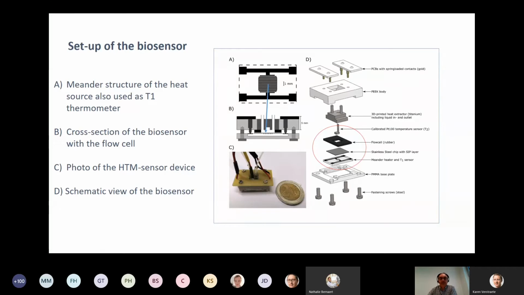You see in panel C how big this biosensor is. In fact, it's not bigger than a €2 coin. And in panel D, you see a schematic view of the different components, and in red indicated you see the heart of the biosensor, composed of a PT100 to measure the T2 temperature, the flow cell, a stainless steel chip with the SIP layer, and then the meander with the T1 sensor.